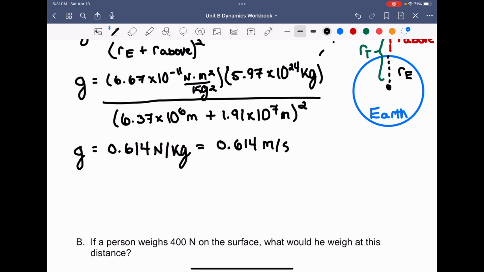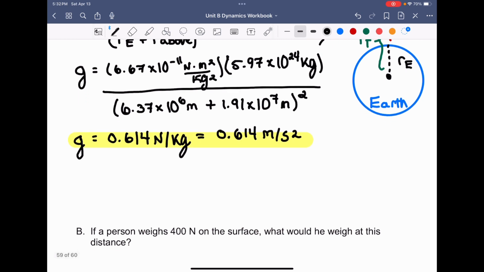which is then also equal to 0.614 meters per second squared. Now, if you compare that to Earth's gravitational field strength right on the surface, it's 9.81 meters per second squared. So as you can see, this has exponentially decayed to the point that it's very small in relation to if you were on the surface of Earth, meaning your acceleration towards the center of Earth is very low at this distance.